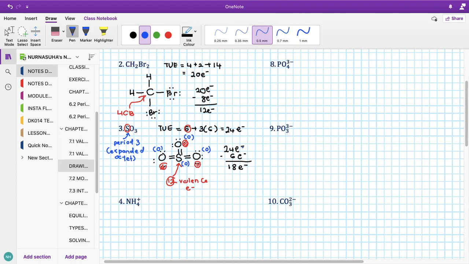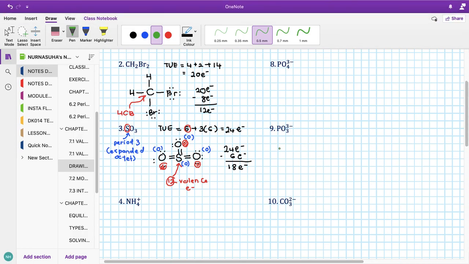Means that this structure is very stable compared to yang ada satu single bond, satu double bond and 2 single bond tadi. Okay, so I have this one formula, but this one is not official formula. Tapi so far berkesan.